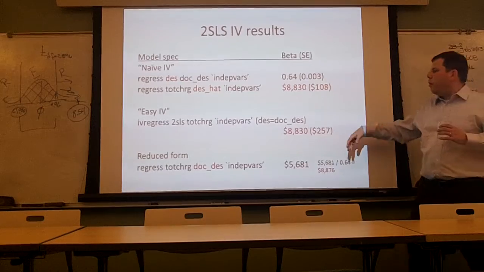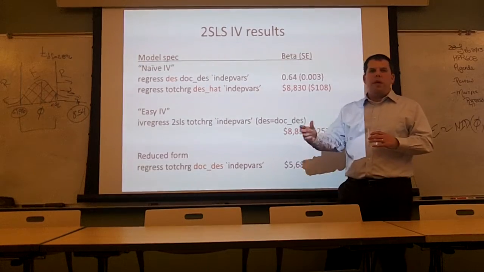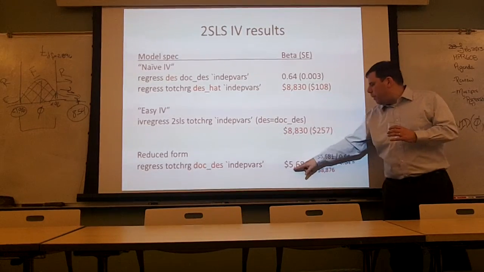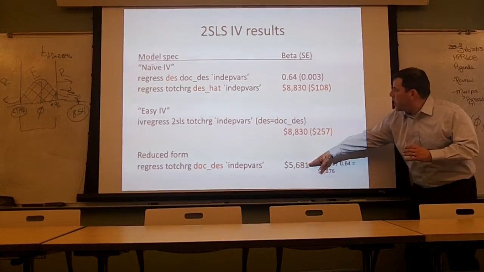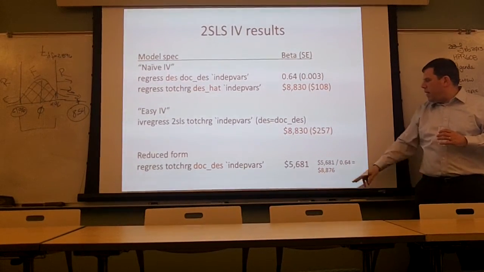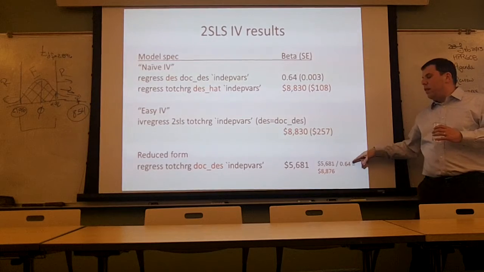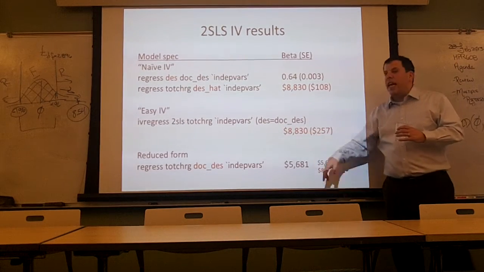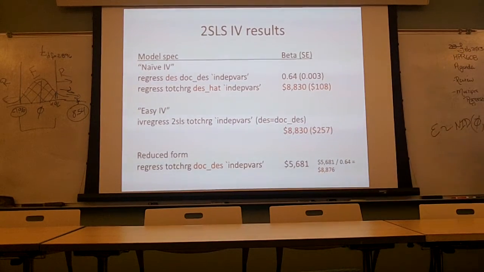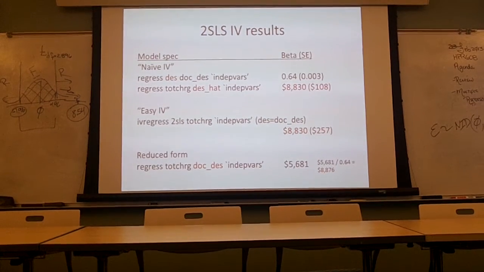Now, if we do the reduced form regression, which is regress total charges on the instrument, not on whether you actually got a DES, but your physician's use of drug-eluting stents in the prior quarter, and our independent variables, we get an estimate of 5681. If we divide that 5681 by this first stage 0.64, well, damn if we don't get 8876, which is awfully close to 8830, and the only reason they're different is because I just rounded off these estimates. If I hadn't rounded them off, I would have gotten 8830 exactly. That was my point about two-stage least squares: it's Wald IV, controlling for other confounders.